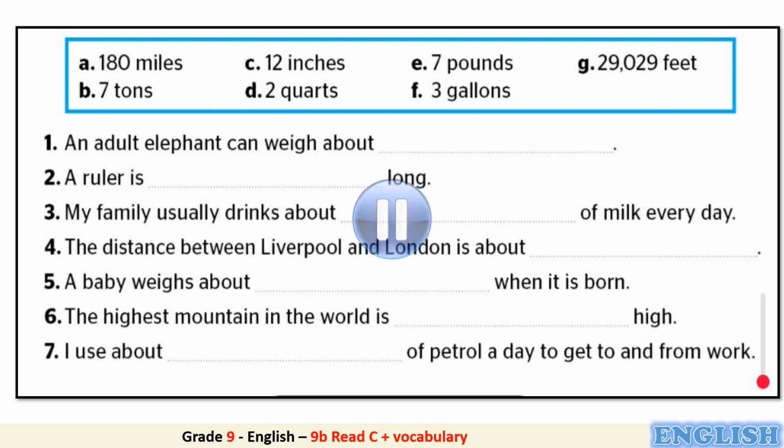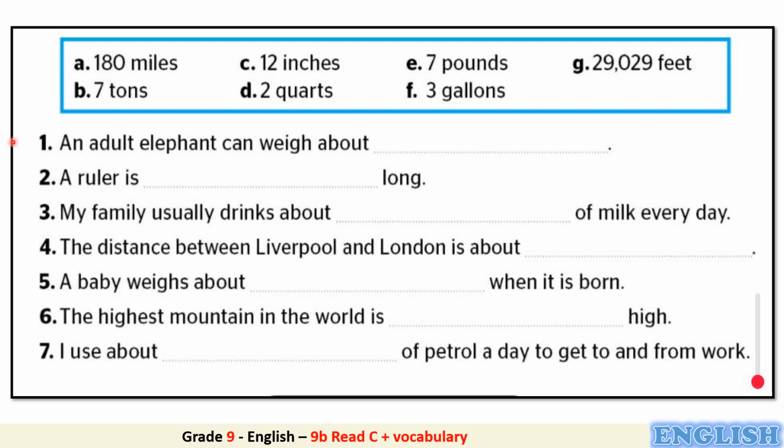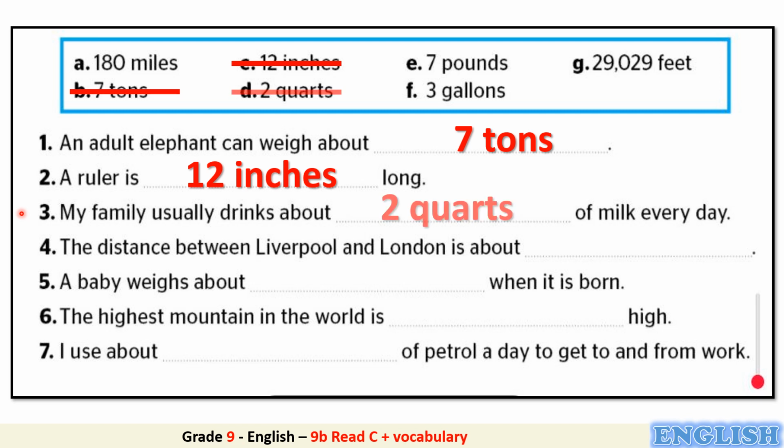Now, you can pause the video, read the sentences, and try to complete them with the correct measurements from the box. Now let's check the answers together. Number 1. An adult elephant can weigh about 7 tons. Number 2. A ruler is 12 inches long. Number 3. My family usually drinks about 2 quarts of milk every day. Number 4. The distance between Liverpool and London is about 180 miles.